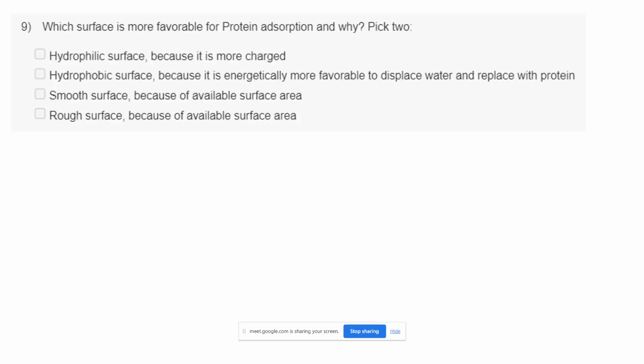Next question. Which surface is more favorable for protein absorption and why? You have to select two options. Hydrophilic surface because it is more charged. Hydrophobic surface because it is energetically more favorable to displace water and replace with protein. Smooth surface because of available surface area. Rough surface because of available surface area. Hydrophobic and rough surface. Options 2 and 4. Okay.